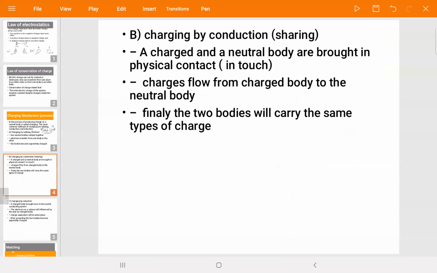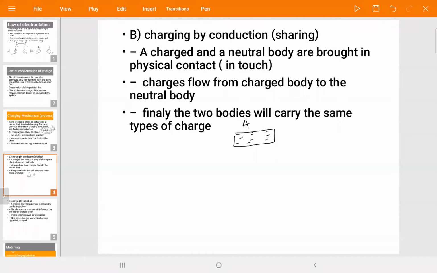And the second charging mechanism is charging by conduction. This is applicable for a conductor, and there is sharing of electrons or sharing of charges. For this case, we have to assume a charged body. First, we have to have a charged body. One object or one material needs to be charged. For example, it may be negatively charged. Assume this is body A, which is negatively charged.